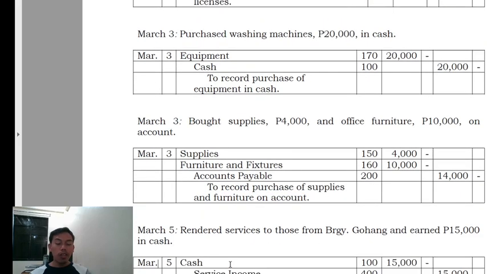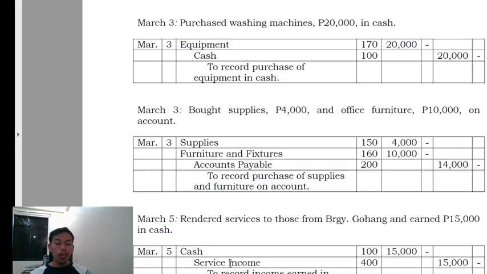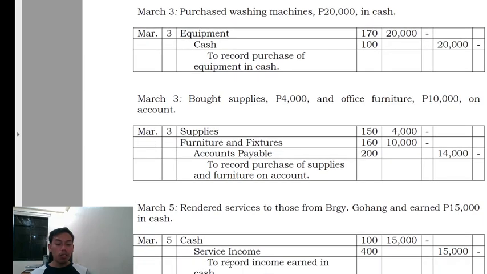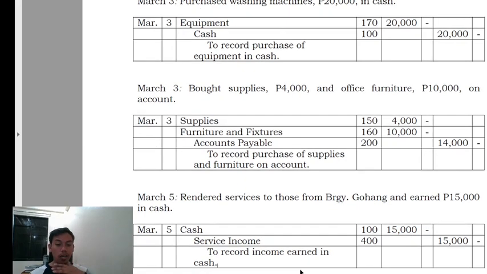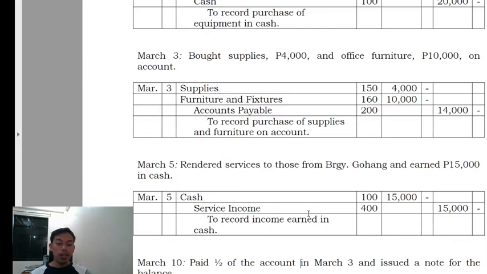Then March 5, rendered services to those from Barangay Guhang and earned 15,000 in cash. So, nagbayad sila. So, anong natanggap natin? The value received. Cash. Pag tumaas ang income, debit or credit? Check mo sa account. It is credit. So, therefore, credit yung service income. 15,000. Anong rine-record natin? To record income na kinita natin in cash. Kasi pwede tayong kumita na utang. Utang yung kita natin.